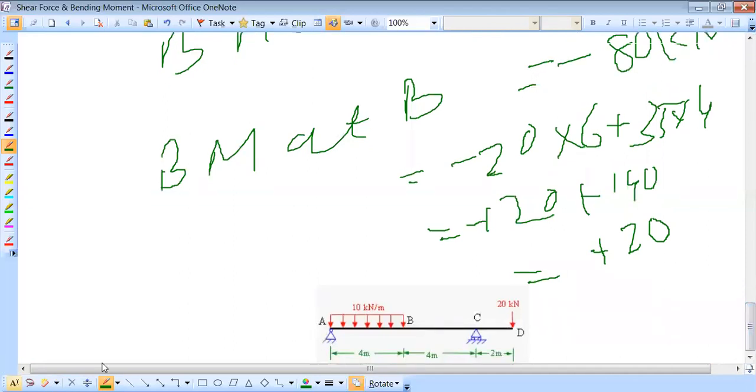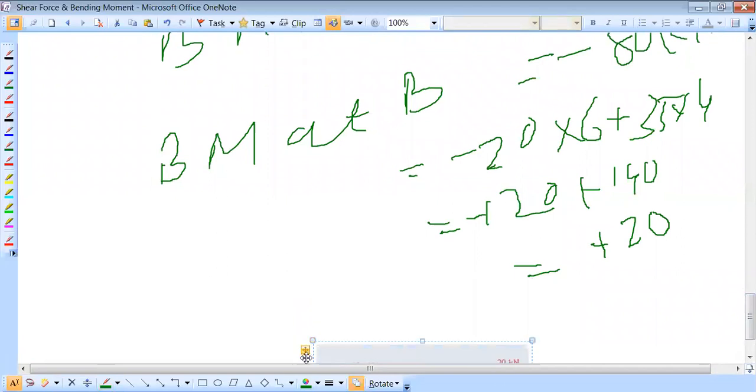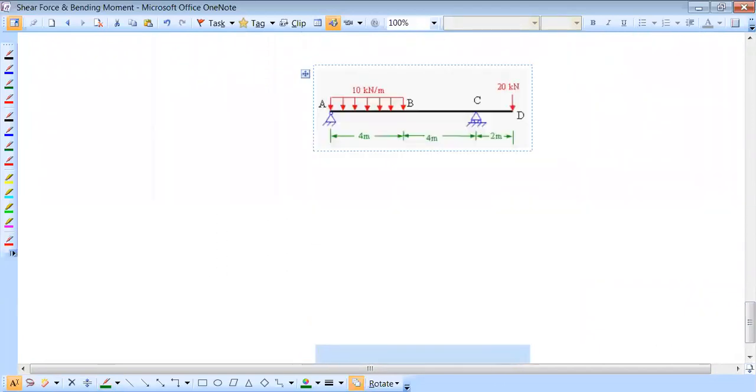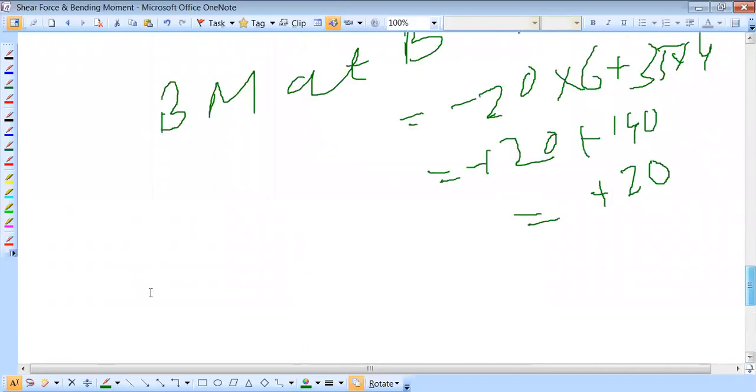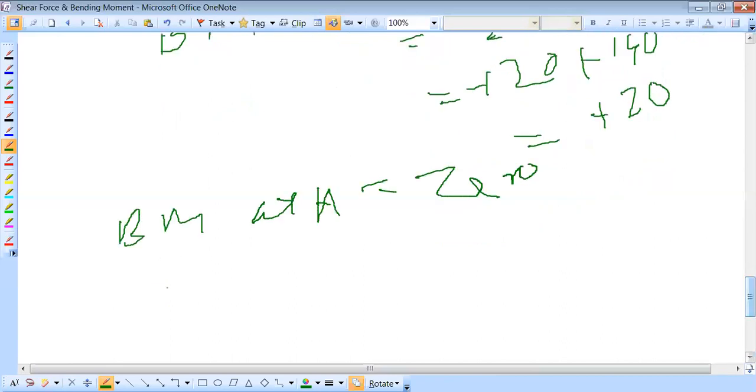Similarly, you can find out the BM at A. When we find out the BM at A, we can see that the value is 0, because at any fixed end the BM is 0. I have already told you BM at A is equal to 0. How 0? So let's calculate it here. If you calculate that, we get the value of 0.